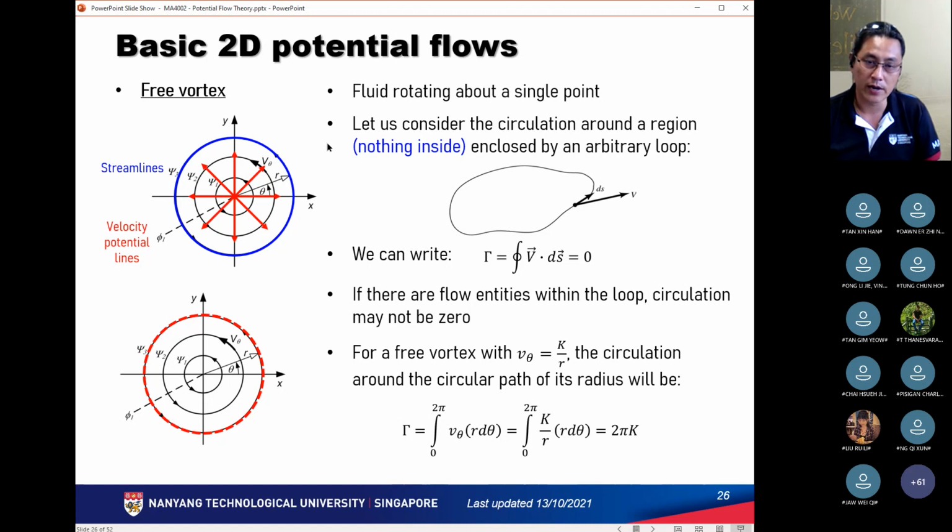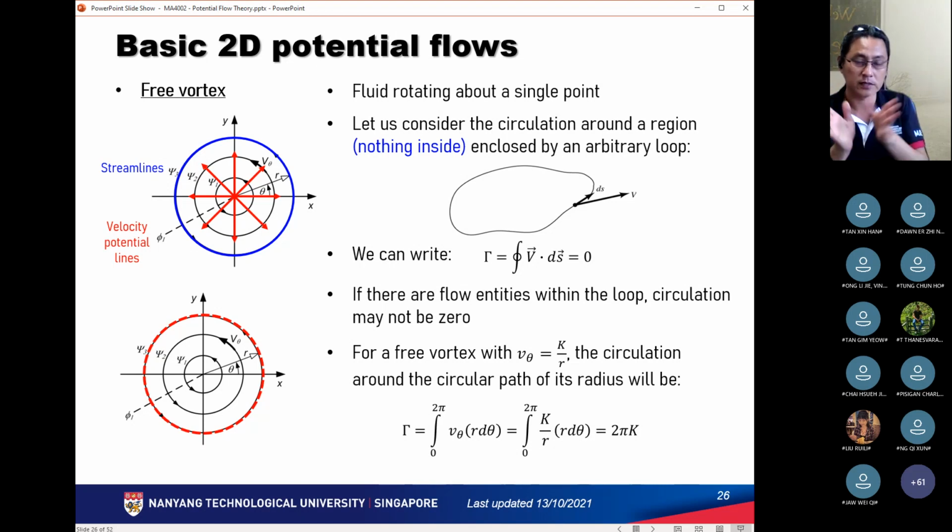Before I go any further, it should be clear that in this case the velocity components will be quite different from what we've seen for the source and the sink. Remember, for the source and the sink, we only have radial velocity components, and the tangential velocity V_θ is always equal to 0. For the free vortex, just like what's happening to the streamlines and the velocity potential lines, where everything flips on its head, the velocity components here will also be quite different.